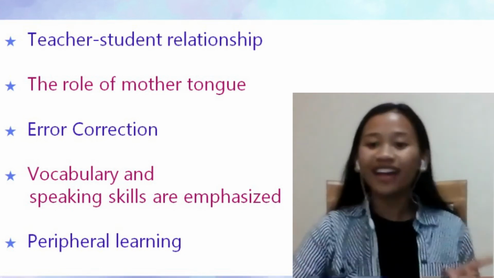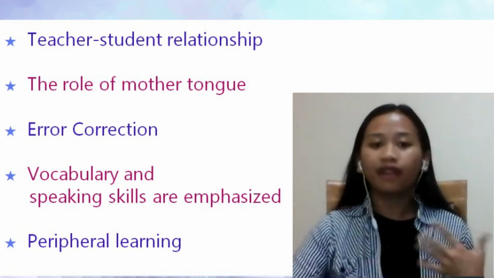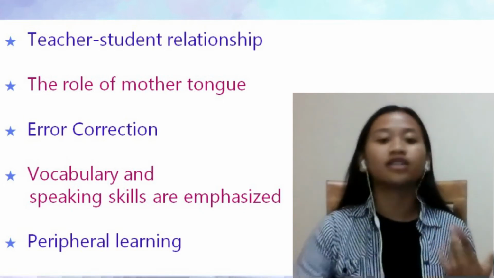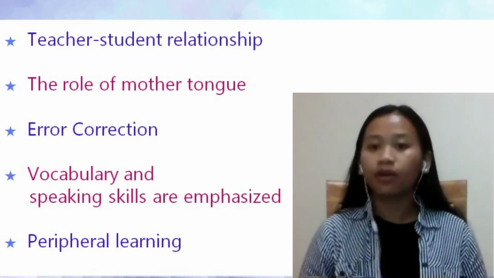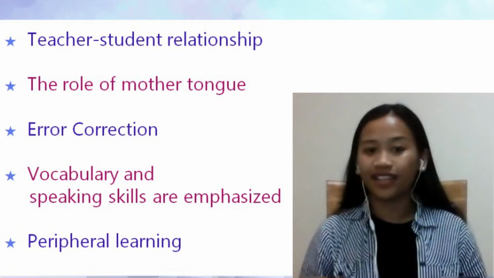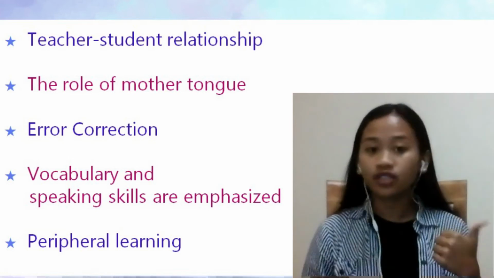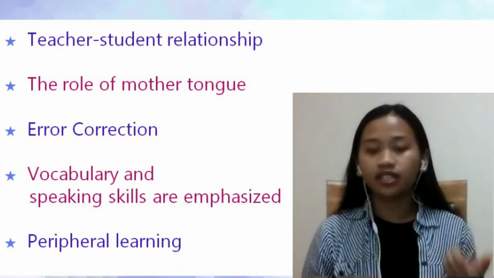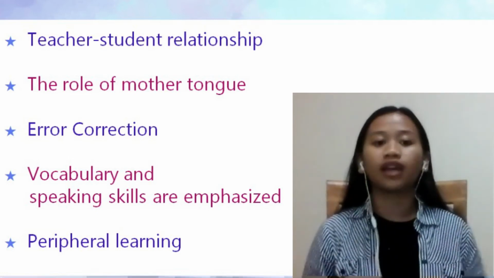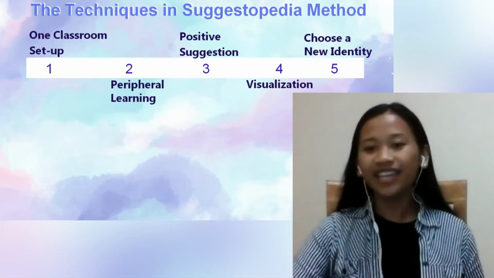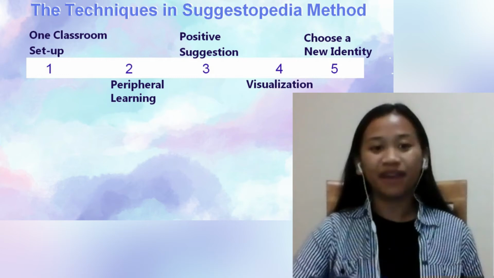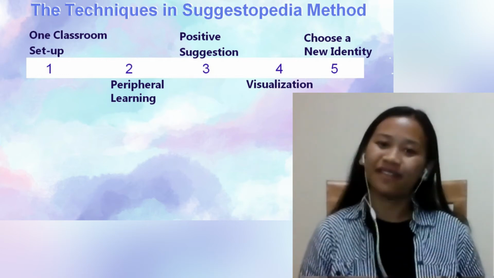And the last one is peripheral learning. This is done through the presence of the environment as a supporting component of the learning, such as posters and decorations that display the target language as well as various grammatical information. Okay, the next topic is the techniques in the Suggestopedia method.